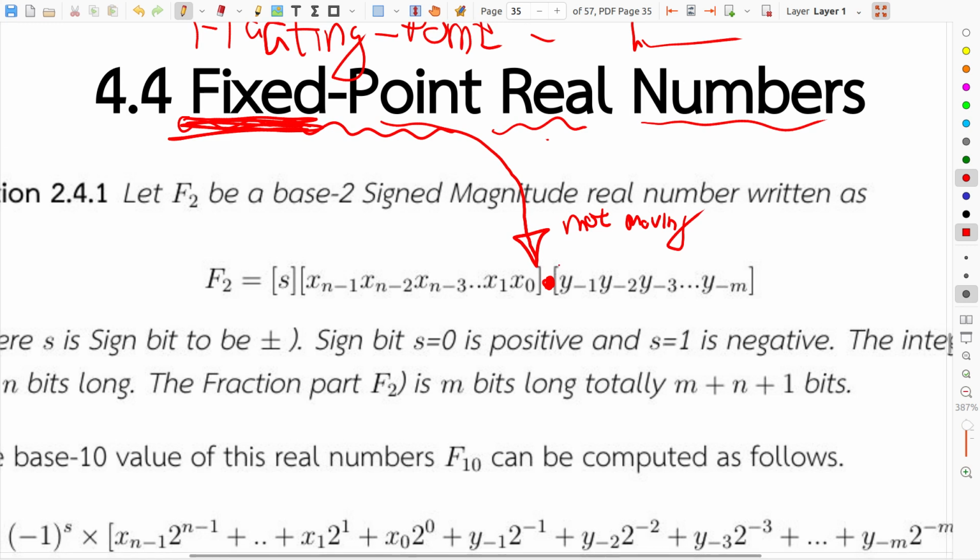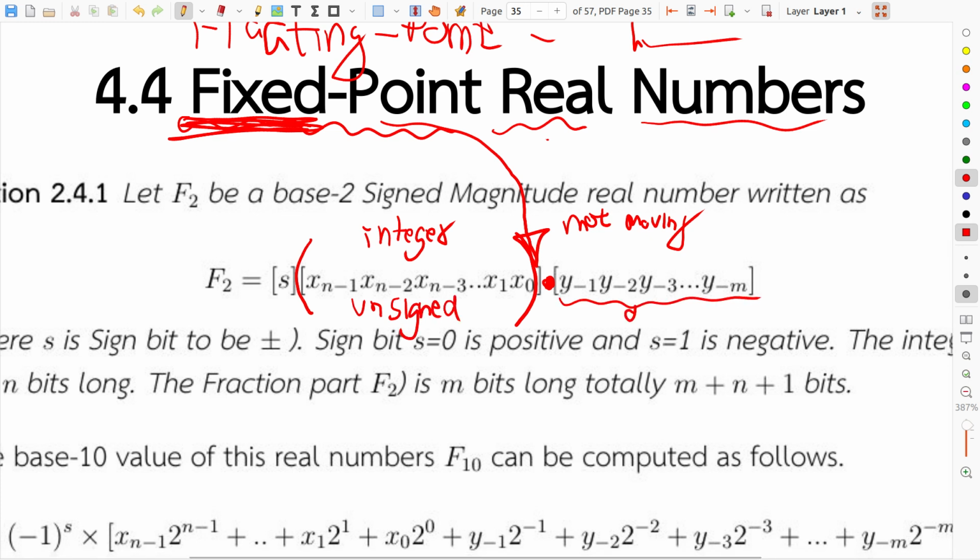As you can see, this is the integer part, just like the unsigned integer number. And this is the decimal part, written in base 2 number. As you can see, this notation is sub 2, and this is the sign bit.